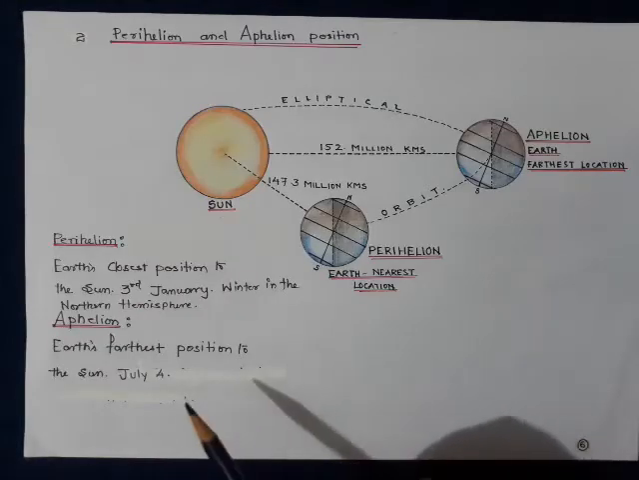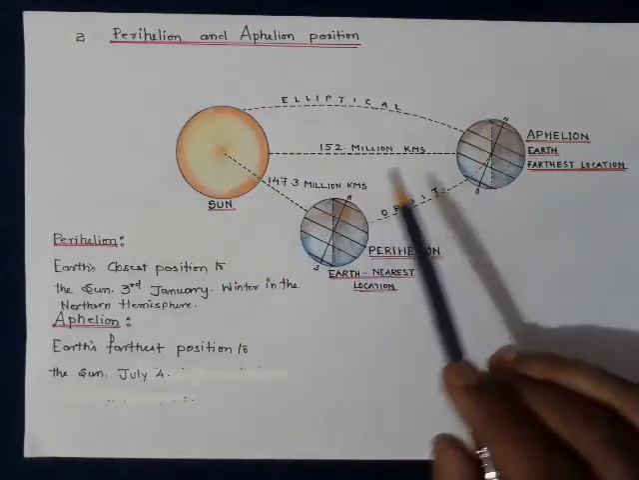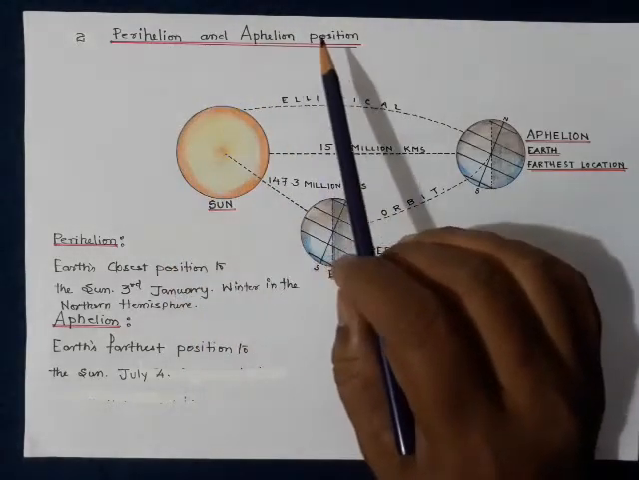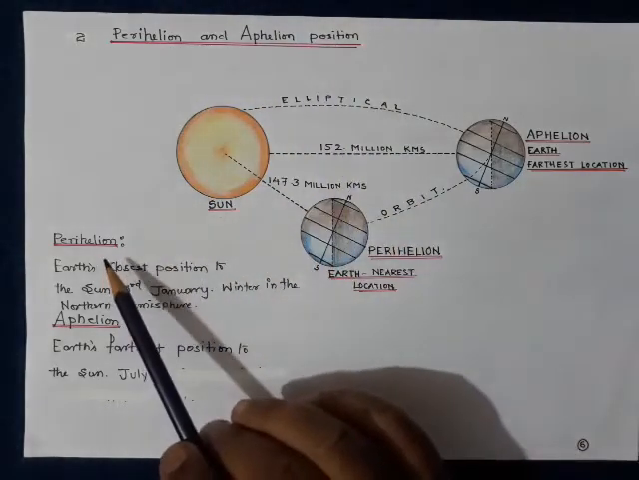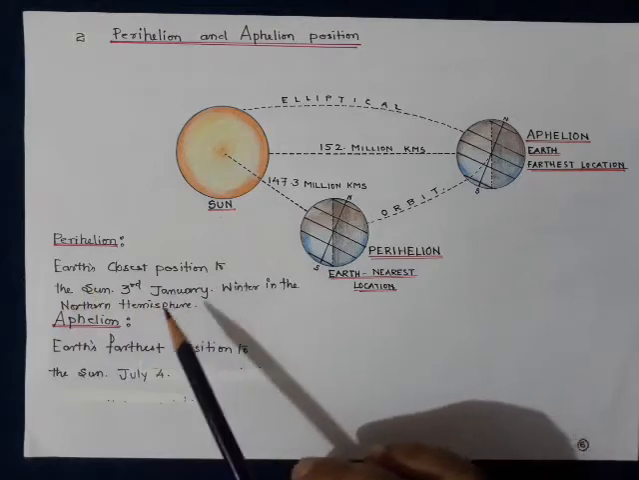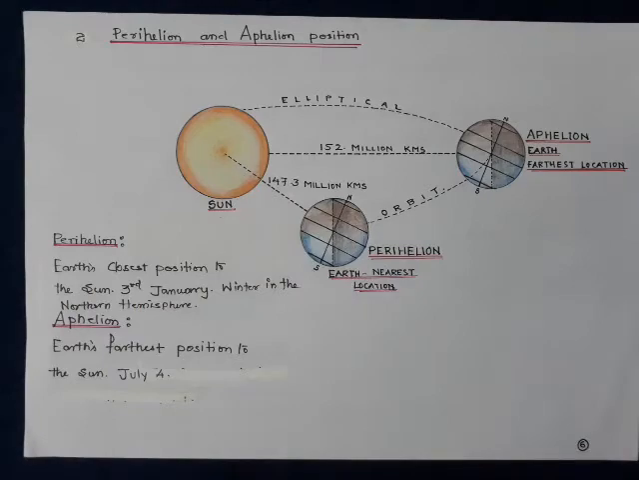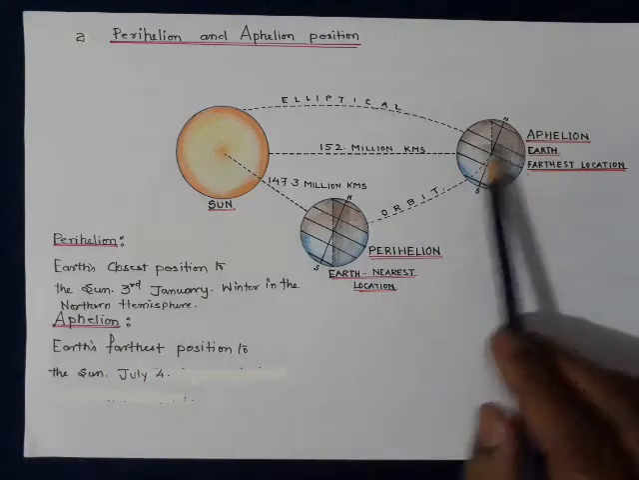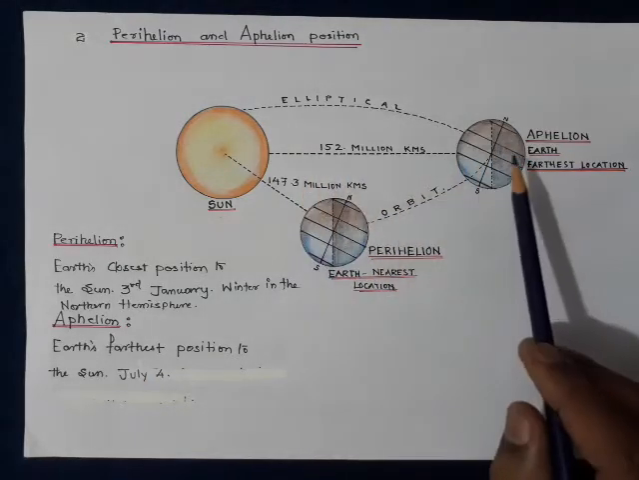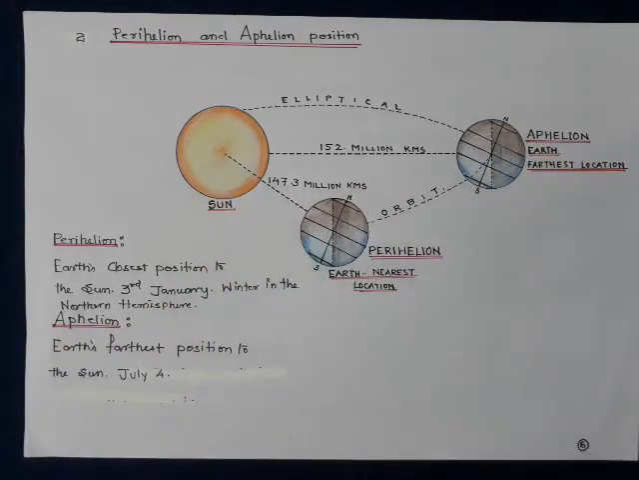As part of the effects of revolution, there are two positions of the earth with regards to the sun, one known as the perihelion and the other known as the aphelion. Perihelion is the position of the earth where it is closest to the sun, whereas aphelion is the position of the earth at a far distance, where there is a long gap between the earth and the sun.